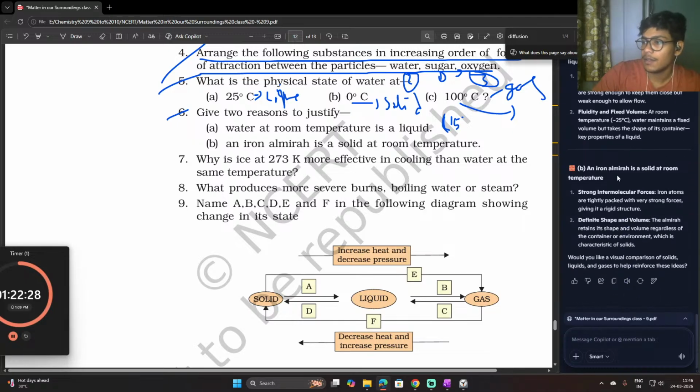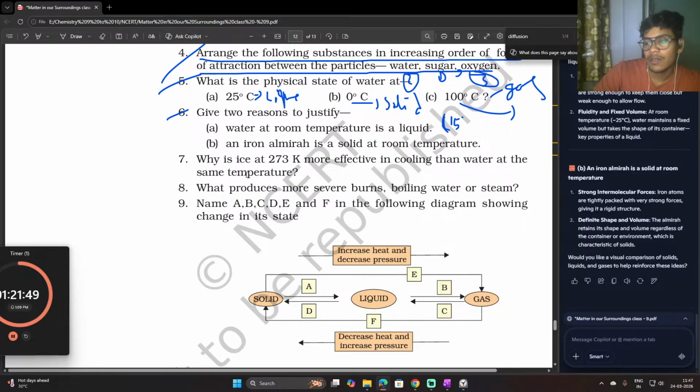Now the almirah is solid at room temperature. So it has strong intermolecular forces. Iron atoms are tightly packed. I already told you that solids are tightly packed, with no spaces between them. Very strong forces give it a rigid structure, definite shape and volume. So the almirah retains its shape and volume regardless of the container or environment, which is the characteristic of a solid. Basically, they want us to give two characteristics of liquids and solids.